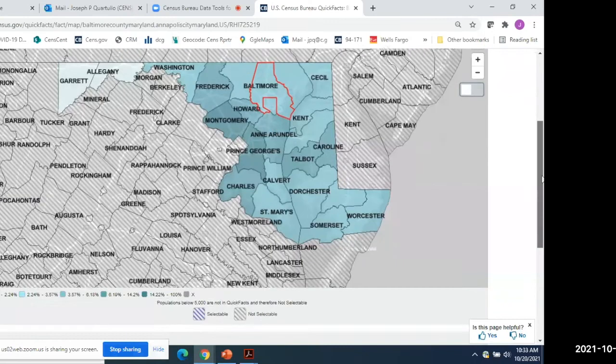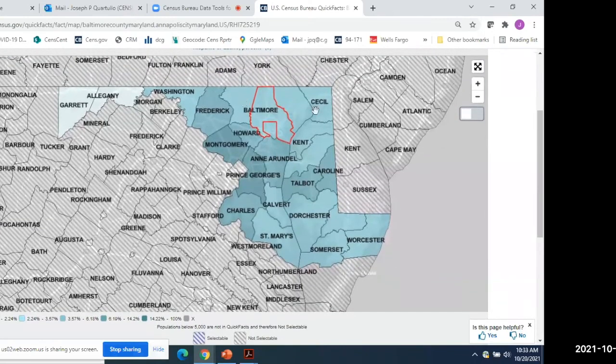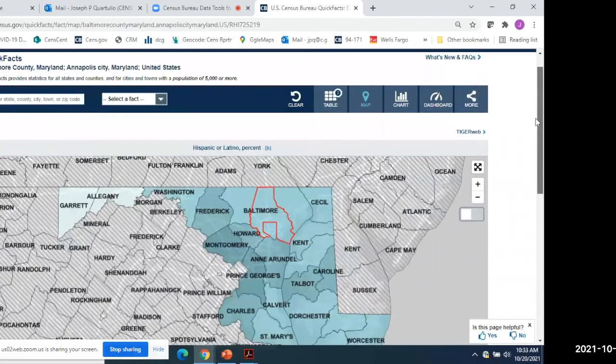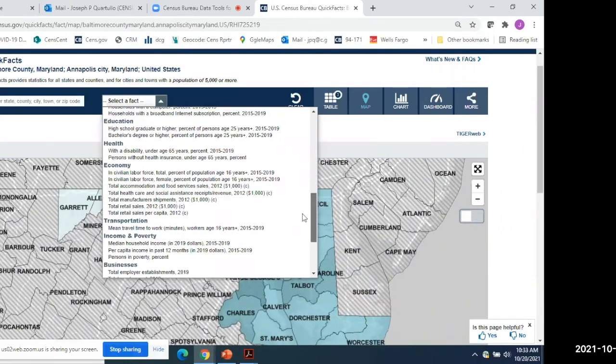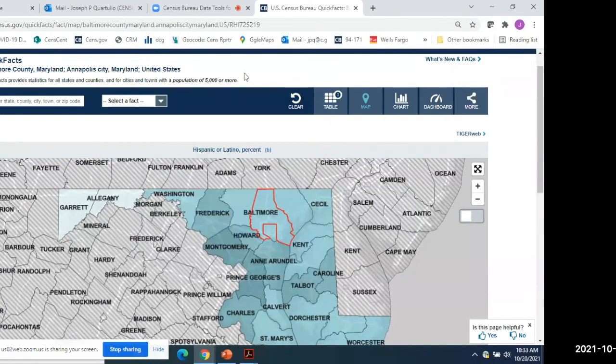And now we have the percentage Hispanic or Latino in the different counties in Maryland. Again, looking at the legend down the bottom, the darker counties have a higher percentage of Hispanics, and you can see the outstanding western part of the state here has a much lighter percentage of Hispanics. And as I say, you could change to any of the facts that we looked at in that table just by using this select a fact.